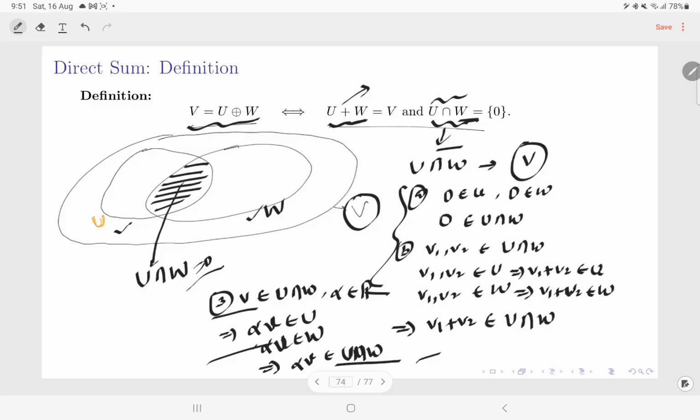That's not the objective, but we have to understand the direct sum. If a vector space V has subspaces U and W, then U plus W is called the direct sum if any element of V can be written uniquely. How can you write it uniquely? When this intersection set is 0, then this will be a direct sum. And this is the notation.